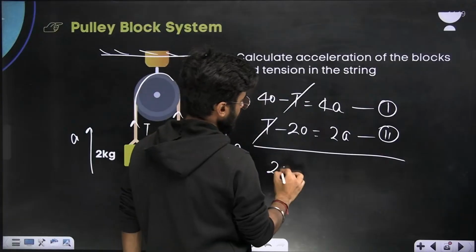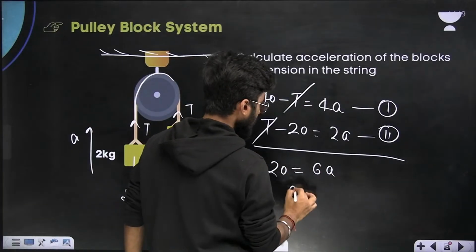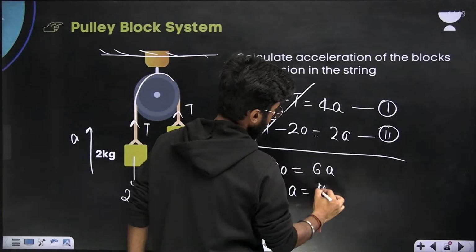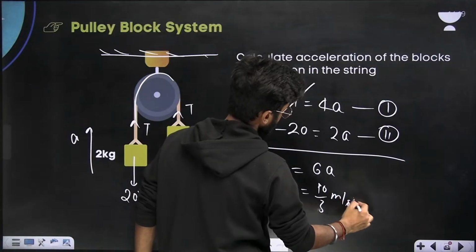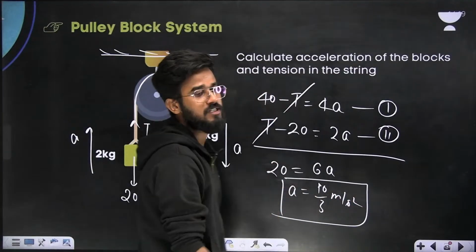What will we be left with? 20 is equal to 6a. Means a is equal to 20 by 6, which is 10 by 3. So a is 10 by 3 meters per second square.